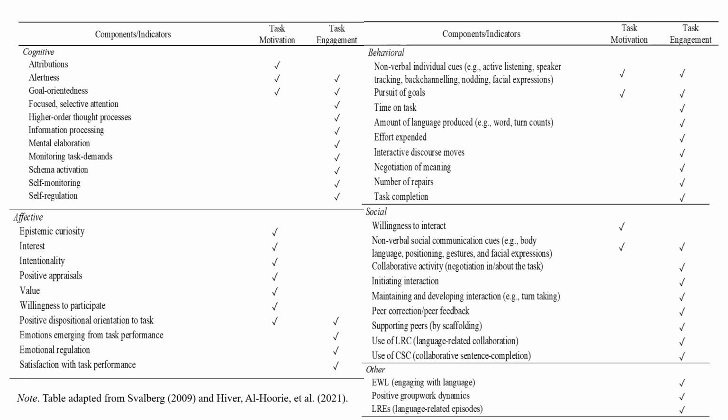In this slide, we present a heuristic to distinguish between task motivation and task engagement. As can be seen, we believe that some indicators are more strongly associated with task motivation. These include attributions, interest, and willingness to interact. On the other hand, we also believe that some indicators are more strongly associated with task engagement. These include focused and selective attention, emotional regulation, and time on task. In addition, we also believe that some indicators are associated with both of the concepts. These include goal-orientedness, positive dispositional orientation to task, and nonverbal social communication cues.